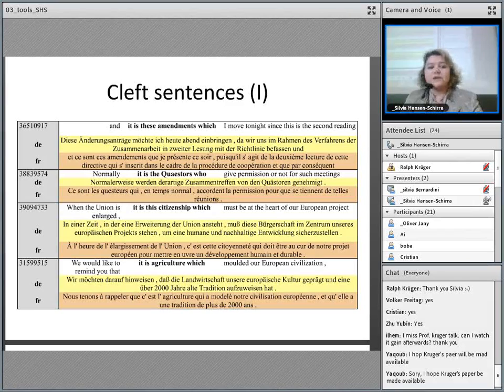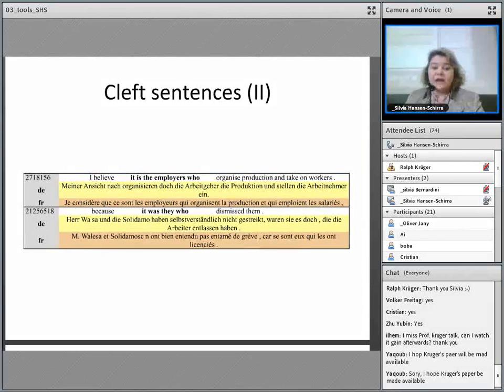In the first example, these amendments, diese Änderungsanträge, are moved to the front of the sentence. So we have fronting in German, where the focus is preserved in the translation. But in the other examples, this focus gets lost. So the translator didn't know how to deal with this special focus and just didn't translate it. And that's perfectly okay. And it's good to see that it is perfectly okay to not translate this special focus.